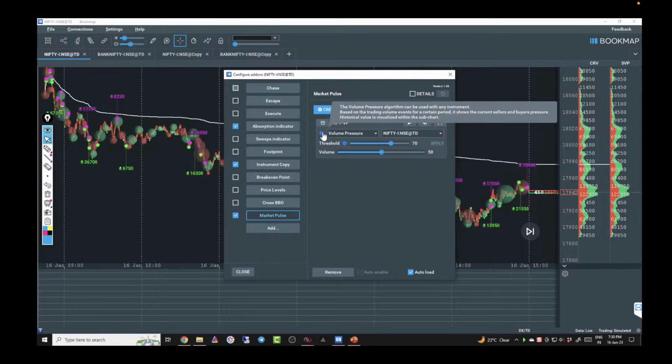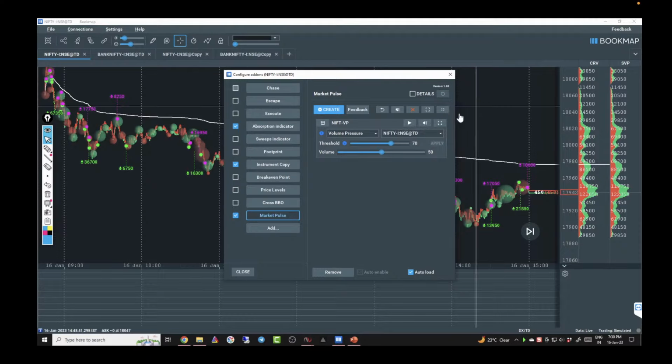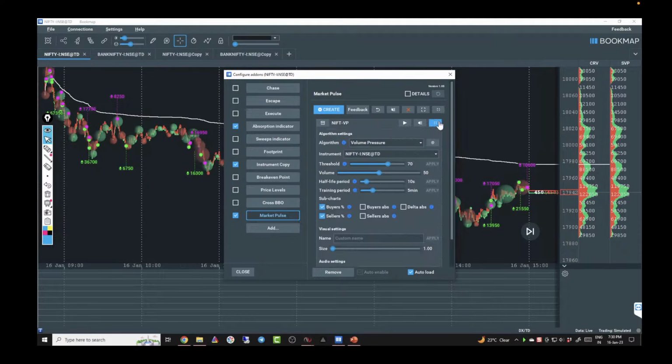The value is visualized within the subchart. Don't worry about it, how to use it, I will let you know. If you expand the widget, there are so many settings. In simple words, what volume pressure does is that at any given point of time there will be market buy orders and market sell orders. The continuous flux of orders will be placed in the markets. So what this particular algo does is that it looks for the pressure between the buyers and sellers.